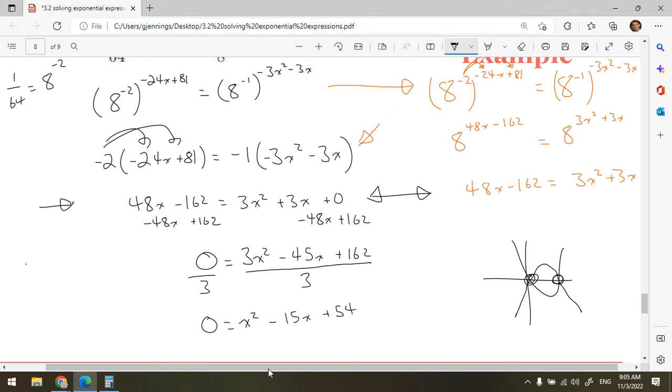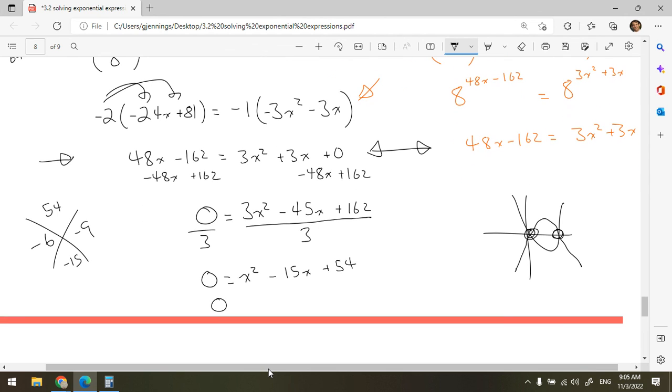And now let's solve. We got the next game to do. We want to multiply to 54 and add to negative 15. What two numbers multiply to 54 and add to negative 15? Negative 6, negative 9. So x is equal to what? x minus 6 or x minus 9 is equal to 0. So that tells me that x is equal to 6 or 9.